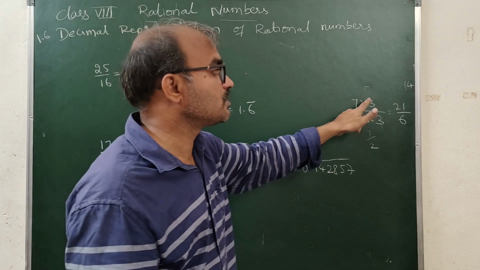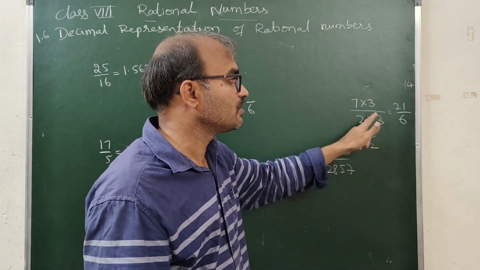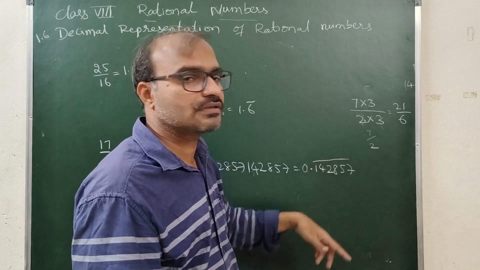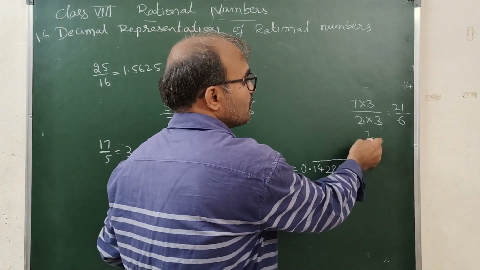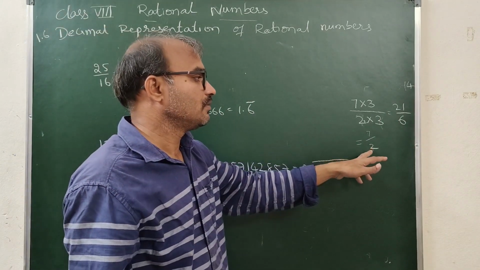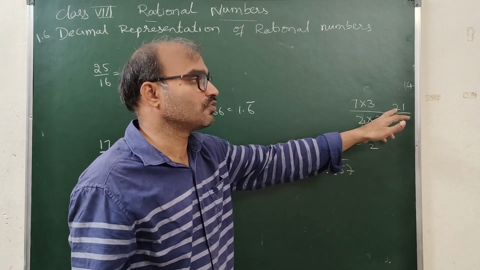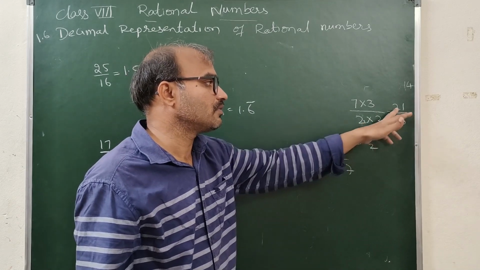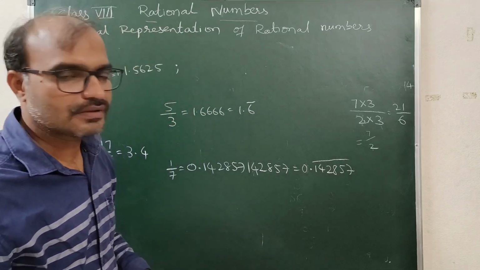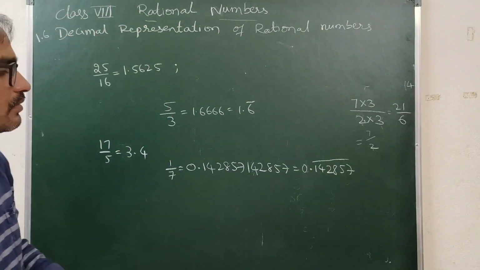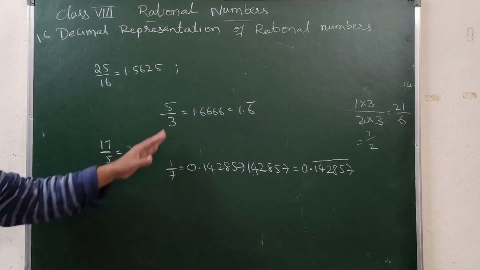But if you observe here, there is a common factor 3. So nothing but the fraction should be in its simplest terms, right? Simplest form. 7 by 2 is the simplest form of 21 by 6. Now, this will also be a terminating decimal. This 21 by 6 value is 7 by 2 and there is only one factor 2. Right? That is what you have to remember.